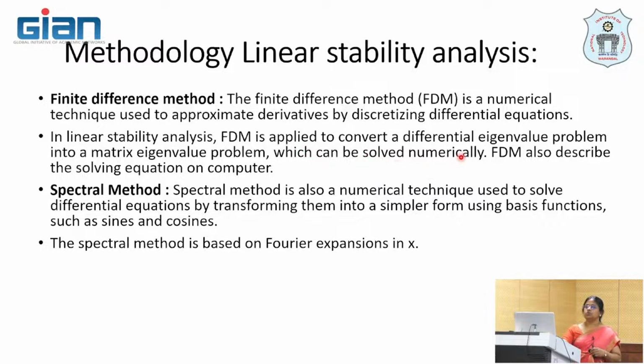Now we are going to do that numerically. FDM also describes solving the equations computationally. Now coming to the spectral method, what it tells us is that we are again solving the equations, only by transforming them to a simpler form using basis functions. That means we are going to use trigonometric functions. We are going to rewrite the velocity-dependent variables in terms of sines and cosines, that is trigonometric functions. Here it is given, the spectral method is based on Fourier expansions.